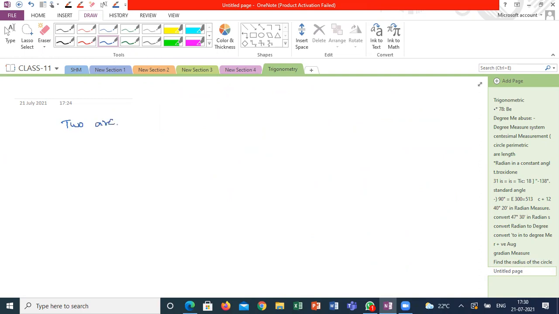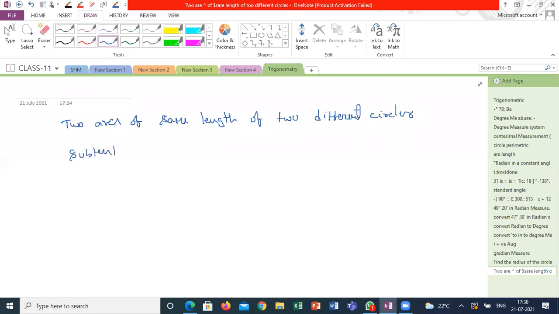Two arcs of the same length of two different circles subtend angles of 25 and 30 degrees at their centers respectively.